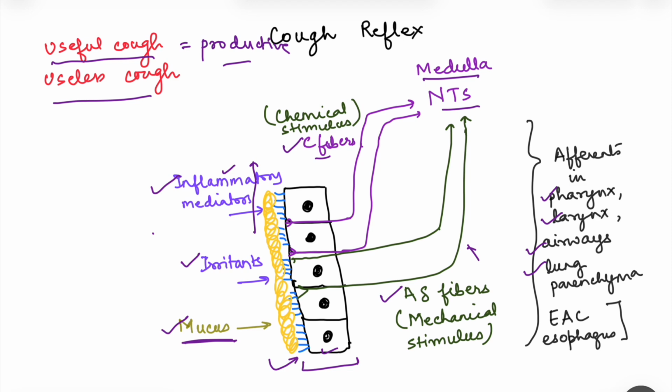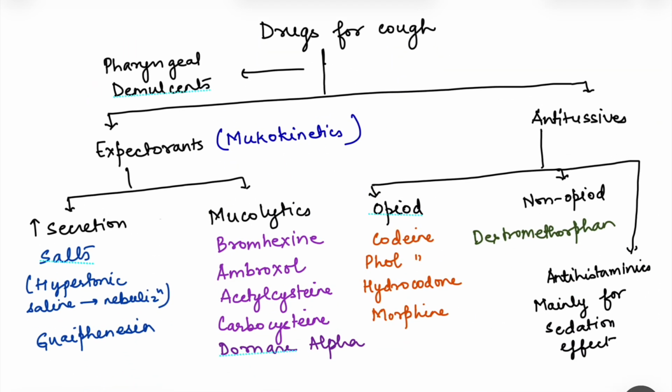Now, what are the medications? Once we understand this cough reflex, we will be able to understand the medications. So the drugs for cough are broadly classified into expectorants and antitussives. Expectorants are also known as mucokinetics, which basically increase the movement of the mucus, as the name suggests. So these expectorants increase secretion, and then there are mucolytics. The ones which increase secretion include the salts and guaifenesin.